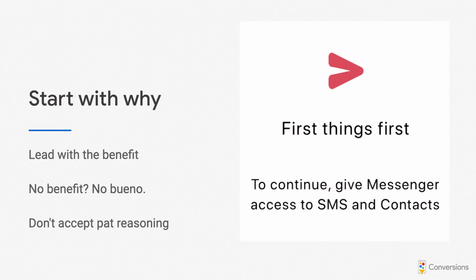It says, "To continue, give Messenger access to SMS and contacts." Well, "to continue" isn't really a true user benefit, right? We're gating the user here. They do want to continue, but they probably came with something else in mind, right? If you're writing this sentence, it's your job to understand what the benefit is or what the user's goal is, and to convey that in language that they will understand.